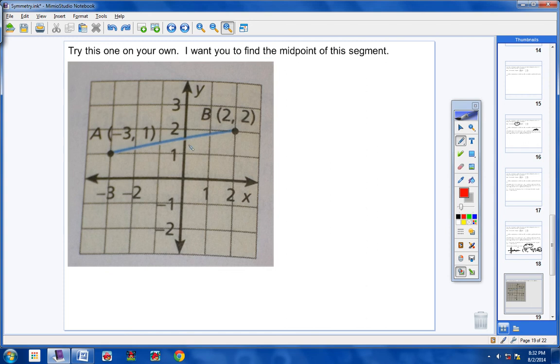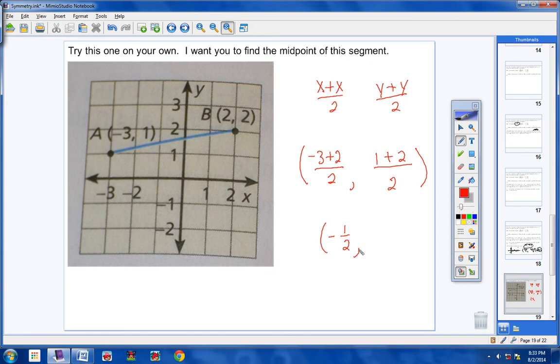Okay, here we go. Let's find the midpoint between these 2 points. Well, we know that it's x plus x divided by 2, and y plus y divided by 2. So my one x is -3, my other x is 2, over 2, comma. My one y is 1, my other y is 2, and so 1 plus 2 over 2. All right, and then finishing this up, -3 plus 2 is -1, and -1 over 2 would be -1/2.